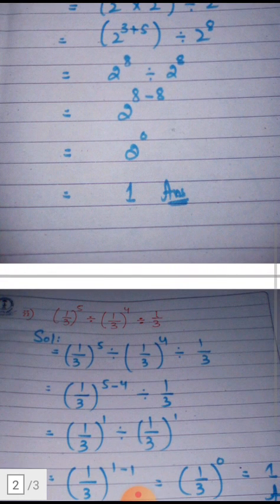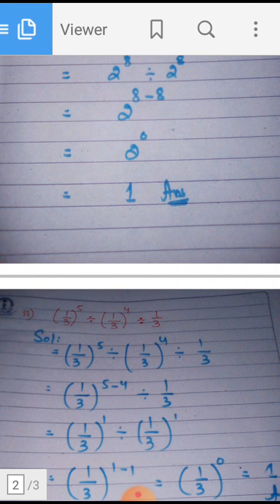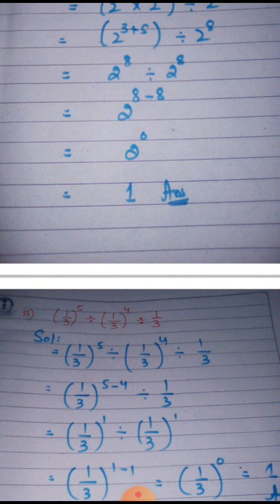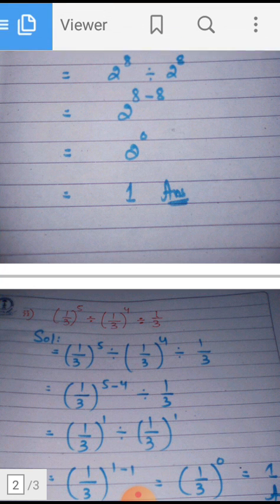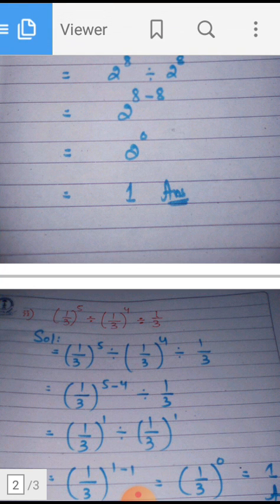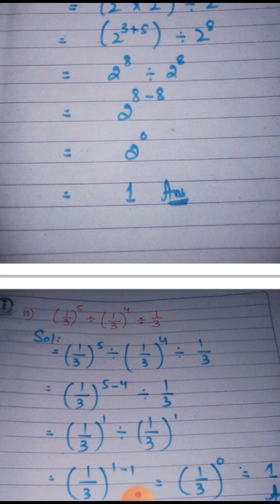In the same manner we have another question: (1 upon 3) whole power 5 divided by (1 upon 4) whole power 4 divided by 1 upon 3. First, take the first two terms, (1 upon 3) power 5 and (1 upon 4) power 4. These are in division and the bases are the same, so you have to subtract the powers. 5 minus 4 will be 1. And the other 1 upon 3 has no power, so we consider 1 power on it.